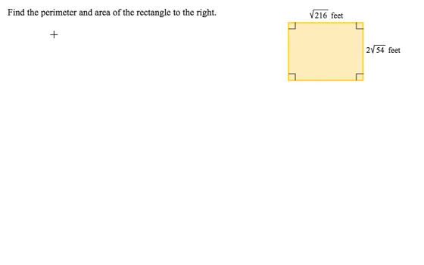Okay, in this problem we want to find the perimeter and the area of the rectangle to the right here. So for perimeter, that's 2 times the width plus 2 times the length. So the length here is root 216, so it's going to be double, we don't need a parenthesis, 2 times the square root of 216 plus 2 times 2 root 54. And we want to try to simplify that expression.